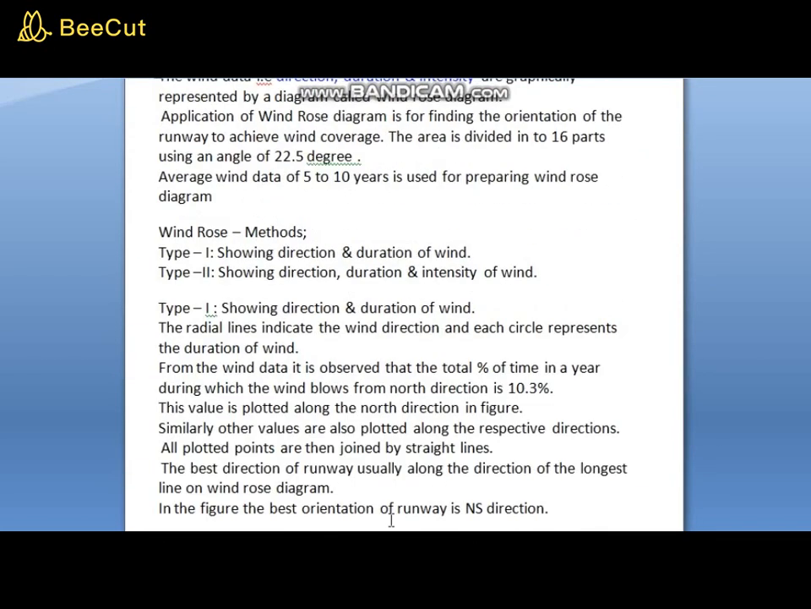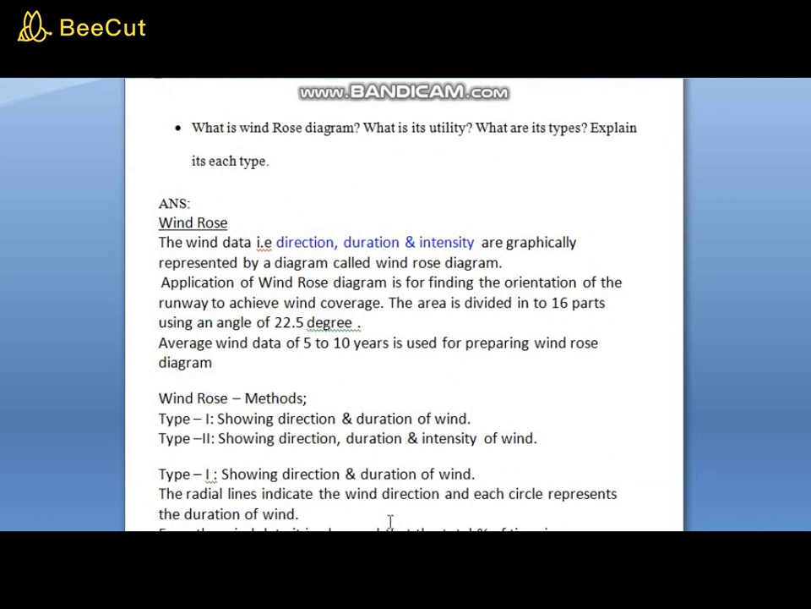This was all about the Windrose diagram. This is one of the very important questions from Unit 5. There won't be a paper without the term Windrose. It can be asked for 2 marks, 3 marks, 5 marks, or even 10 marks.